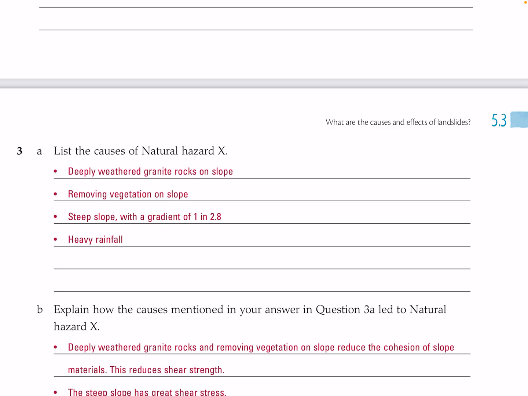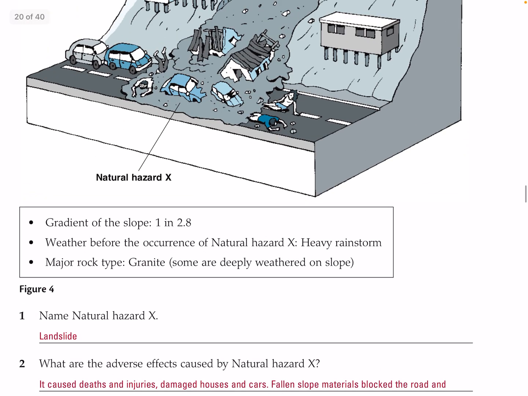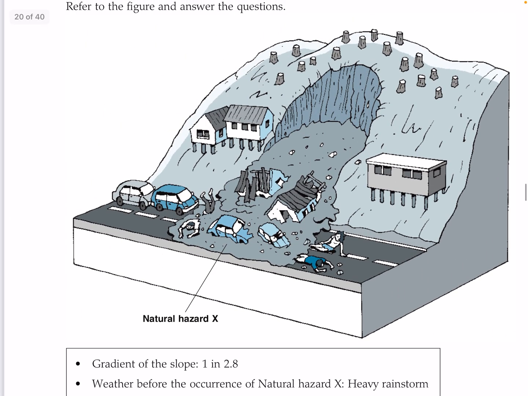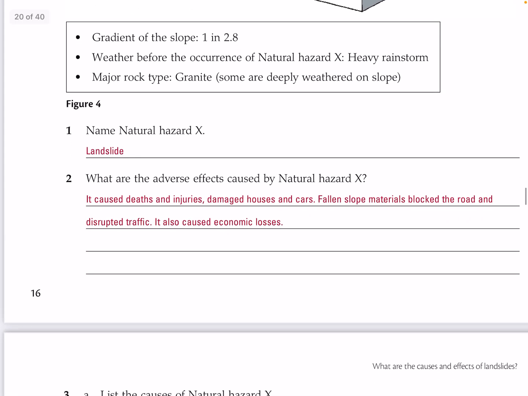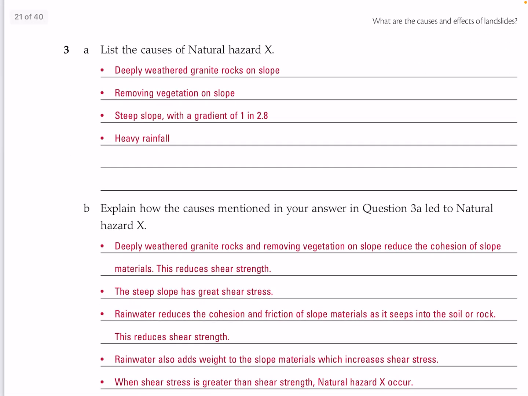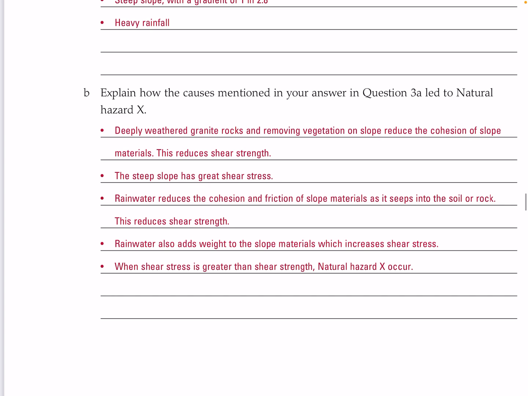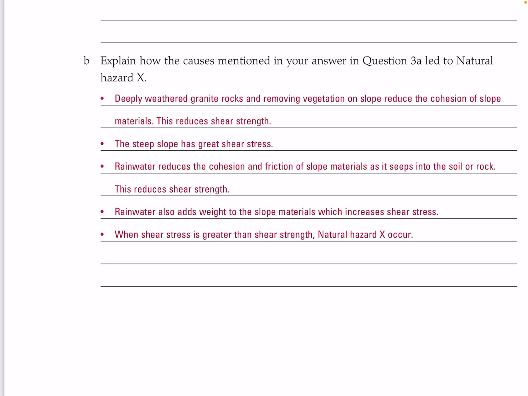Mainly the red granite on the slope that you can find here, made up of granite. And then removing vegetation on the slope, you can see a lot of houses are developed and a lot of trees cut. And then steep slope 1 to 2.8, heavy rainfall, and so on and so forth. And then why do the causes mentioned lead to natural hazard X? Deeply weathered granite and the removal of vegetation on the slope reduce the cohesion of the slope material. This reduces the shear strength. The steep slope has greater shear stress because the gravity pull is stronger.